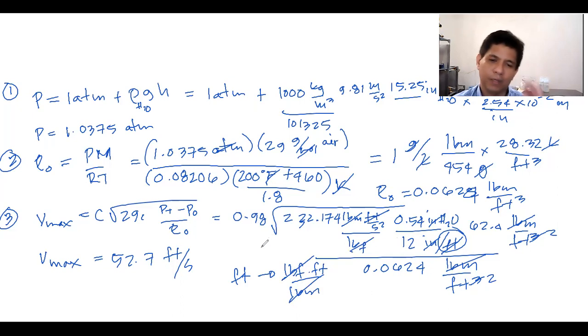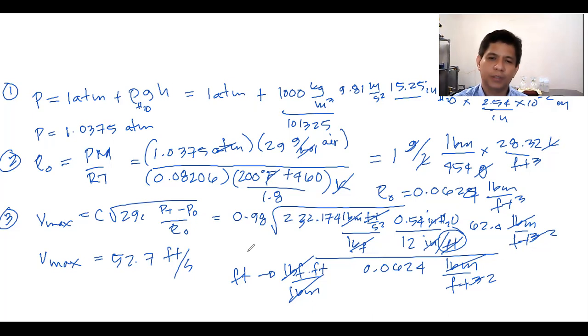I hope you're following. That's one of the real challenges in fluid mechanics, and also in thermodynamics: the cancellation of units. You can't just blindly use the conversion factors; you really have to be able to cancel the units out. So with this, the next, the fourth step, is to calculate the Reynolds number.